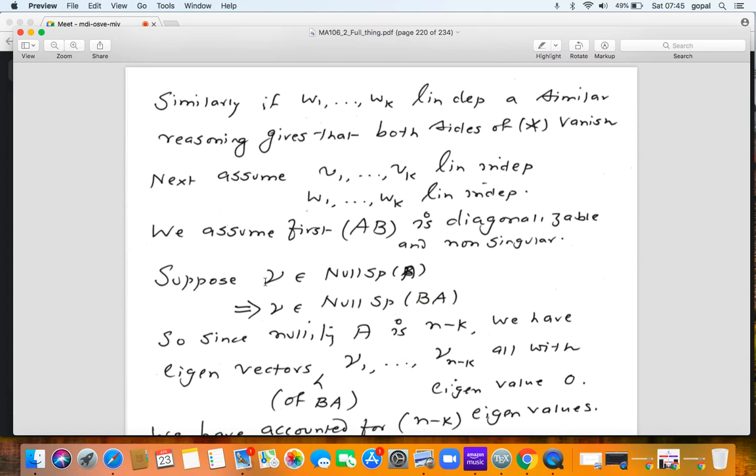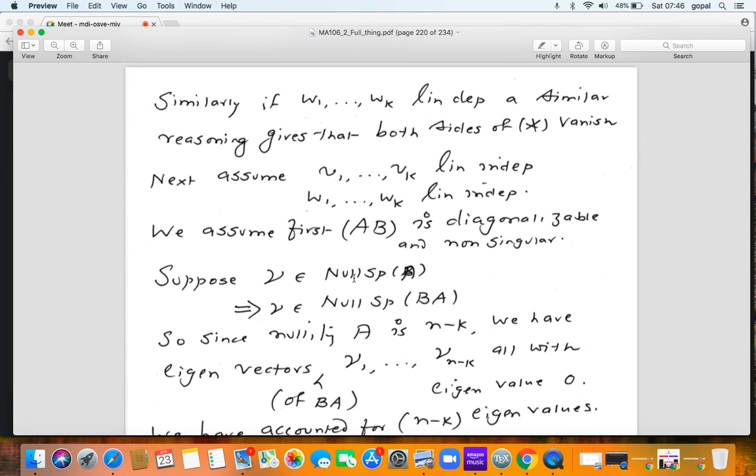Now, suppose nu is in the null space of A, that means A nu is 0. That means BA nu is 0. So nu is also in the null space of BA. Now, rank of A is how much? Rank of A is K. How many columns does A have?